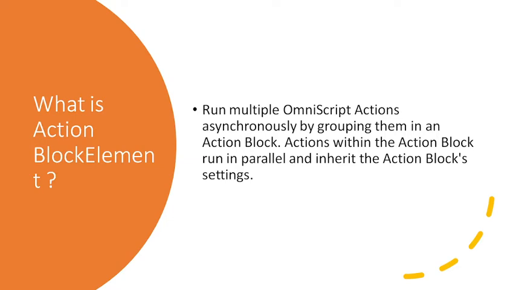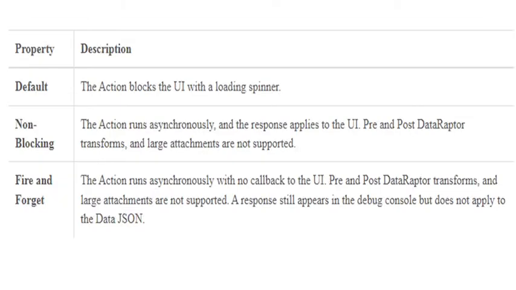In action block, we can place whatever actions we want to perform in the Omni script, like data raptors and integration procedures, so that they will run asynchronously in different modes. We have three different modes to run this action block: default, non-blocking, and fire and forget. Default is equal to the action executing outside the action block or inside the action block.